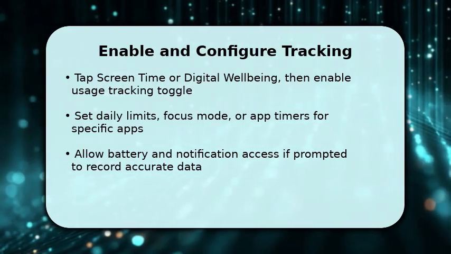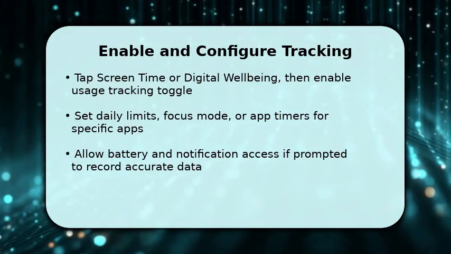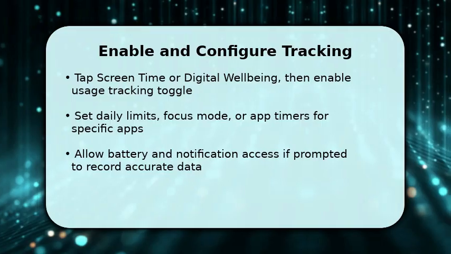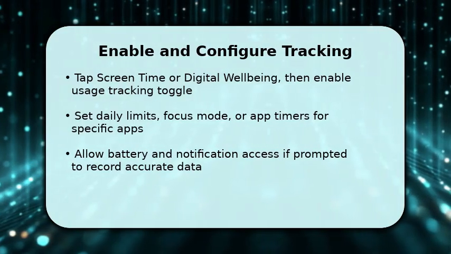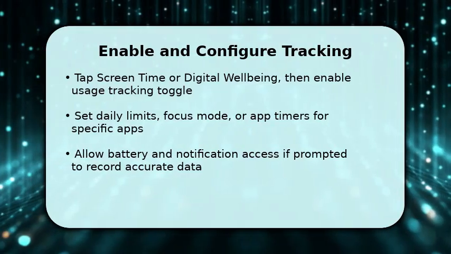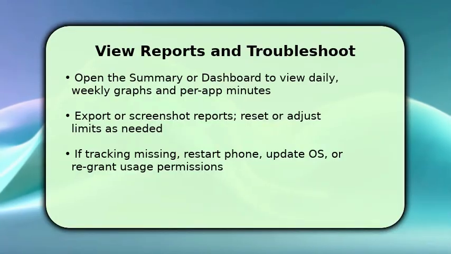Now set app timers or a daily limit for distracting apps. This helps you see meaningful watch time versus background activity. Once configured, let the phone collect data for a few hours or a full day to populate the charts and summaries. And finally, you view the results in the dashboard.